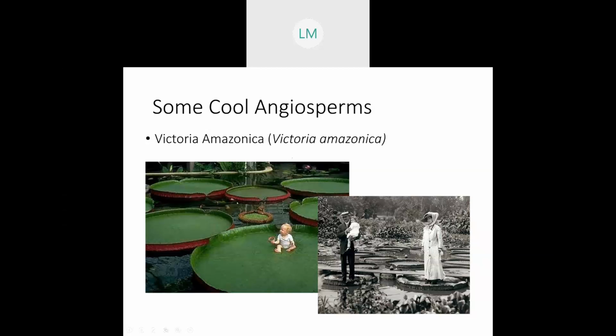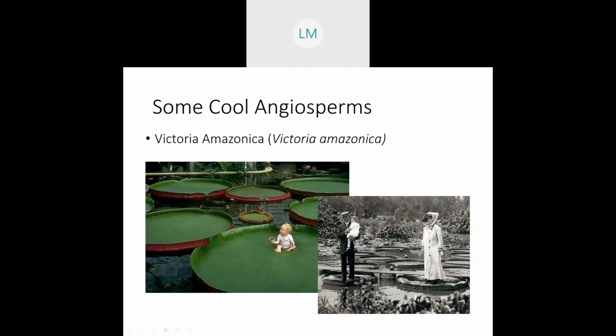And then on the underside of these giant lilies, they have these thorns that help prevent them from being eaten, right? There might be fish or things that are in the water that are going to try and snack on these giant lilies, but they've got thorns on the underside to help prevent that from happening.